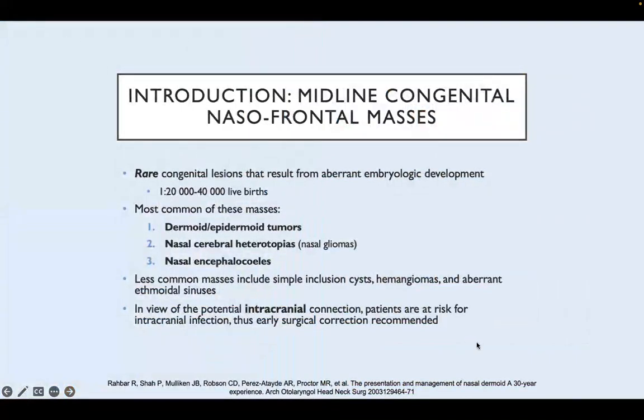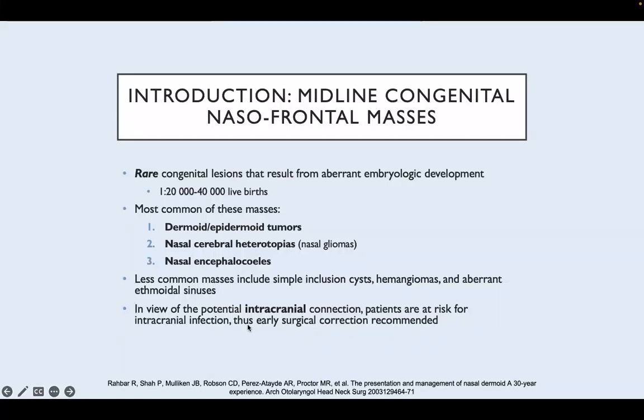So just to dive into the topic, these types of lesions, as I mentioned, are very rare, and they result from aberrant embryological development. They occur in about 1 in 20 to 40,000 live births. The most common of these masses are dermoid or epidermoid tumors, nasal cerebral heterotopias, also known as nasal gliomas, or nasal encephaloceles. Less common lesions are simple inclusion cysts, hemangiomas, or even aberrant ethmoidal sinuses.